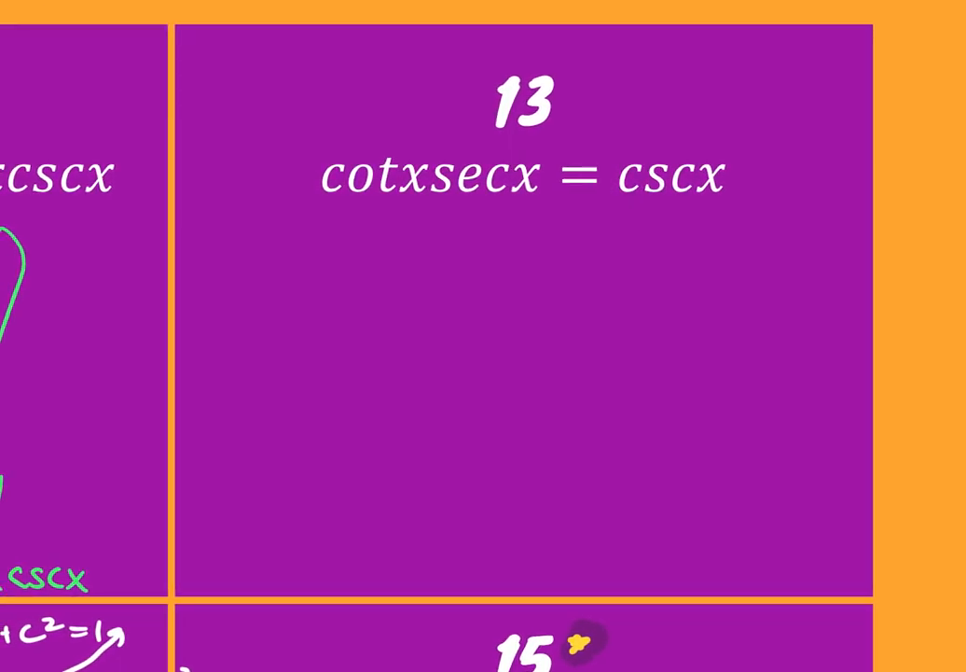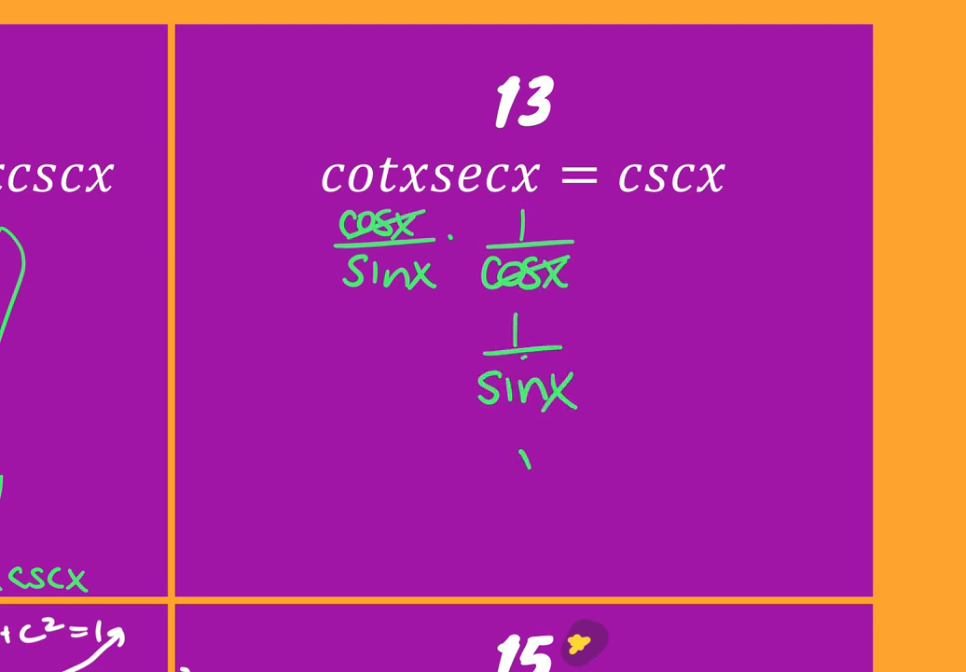Number 13, left side, cotangent is cosine over sine. Secant is 1 over cosine. 1 over sine becomes cosecant.